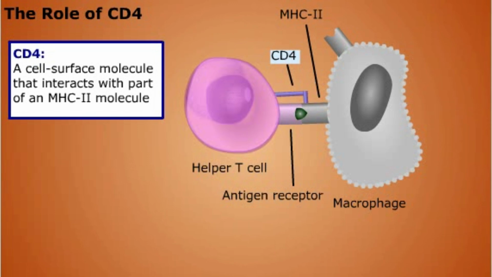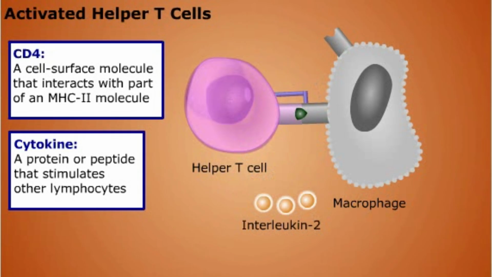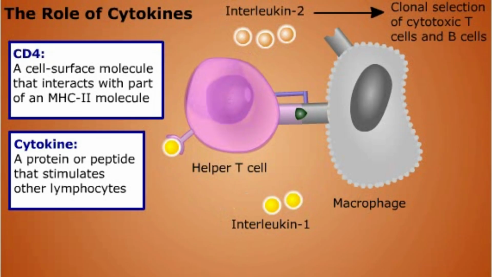Activated helper T cells secrete several proteins or peptides, collectively called cytokines, which stimulate other lymphocytes. Some helper T cells secrete the cytokine interleukin-2, which induces the clonal selection of both cytotoxic T cells and B cells. Cytokines also stimulate some helper T cells. For example, antigen-presenting macrophages secrete the cytokine interleukin-1, which activates helper T cells to produce interleukin-2. This is an example of how the different cells of the immune system work together.